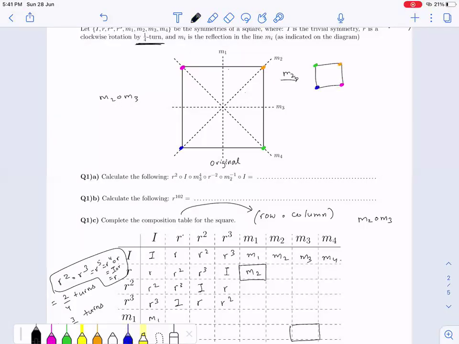Okay. Now, after you apply M2, you want to apply M3, which is reflecting about this horizontal axis. So you would reflect it about this horizontal axis. So the bottom ones go on top. So blue comes here, pink comes here, and the top ones go on bottom. So green comes here and orange comes here.